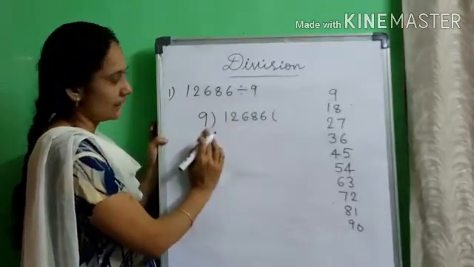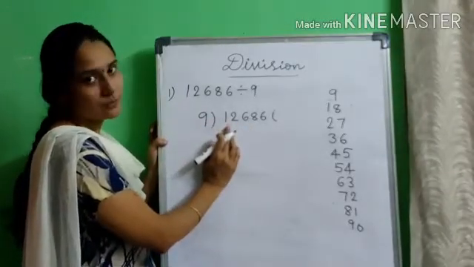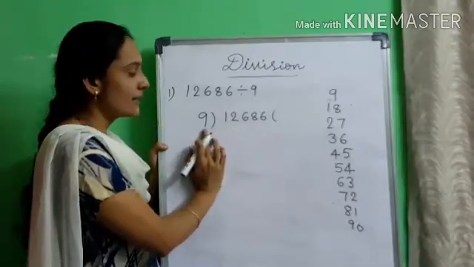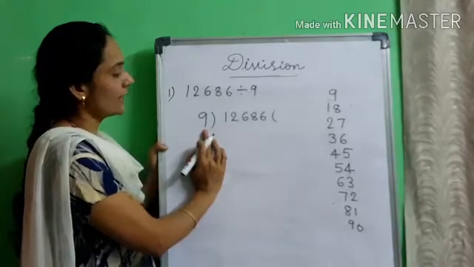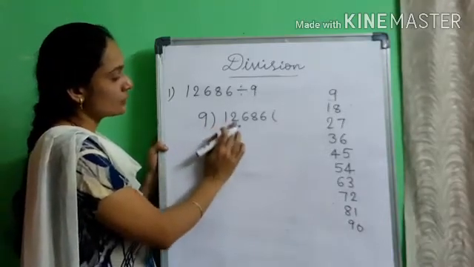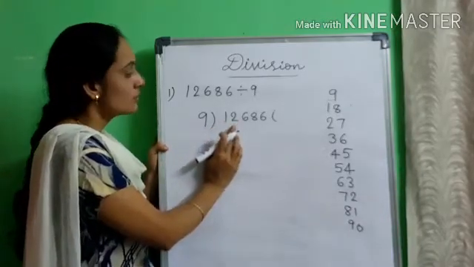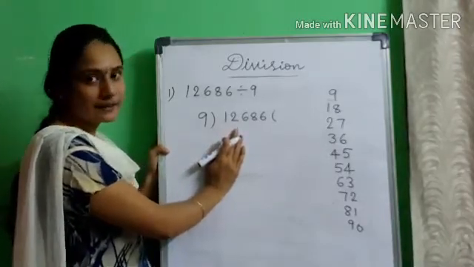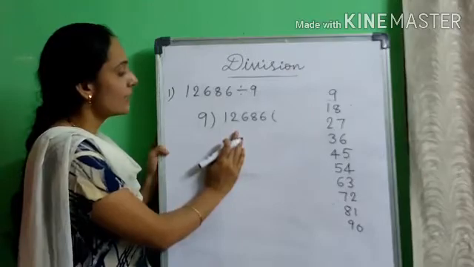12,686 divided by 9. First check the digit in the 10,000s place. What is the 10,000s place digit? 1. 1 is less than 9. So we cannot divide. Next, take the digits in the 10,000s and thousands place together. So, the number is 12. Is 12 greater than 9 or less than 9? 12 is greater than 9.